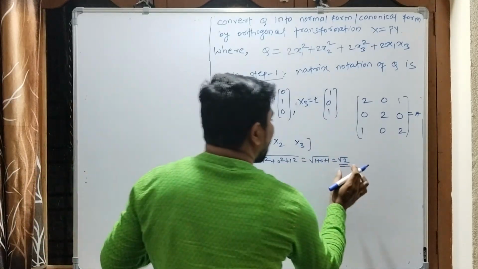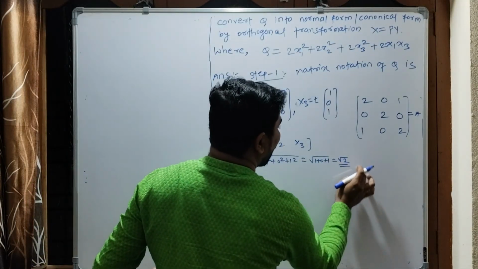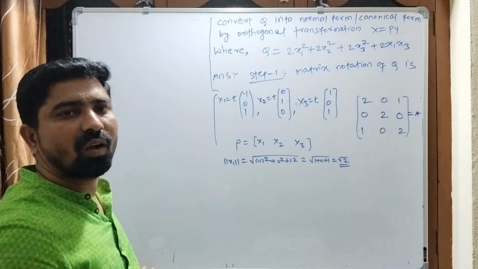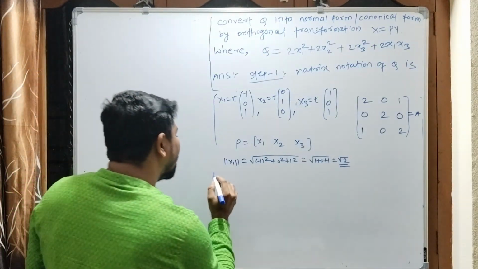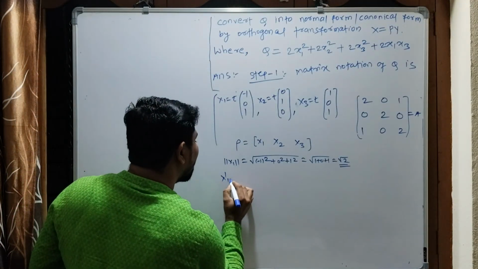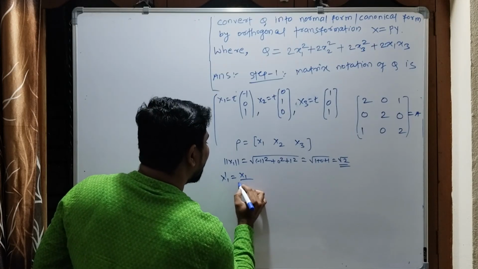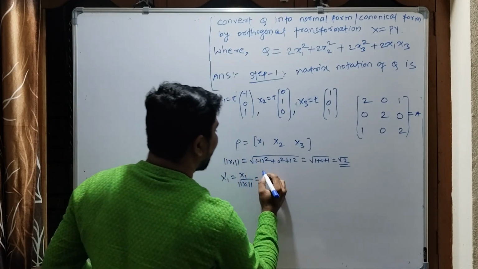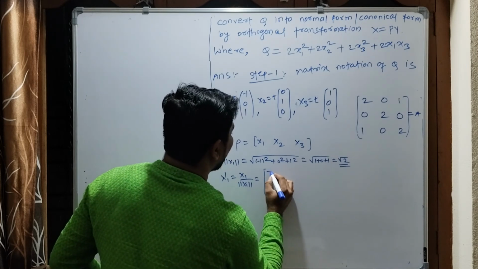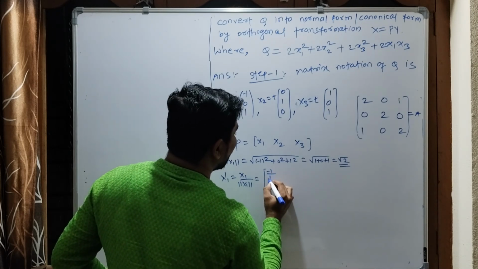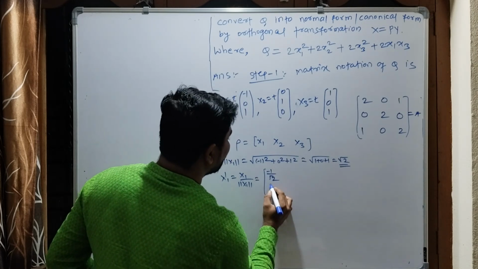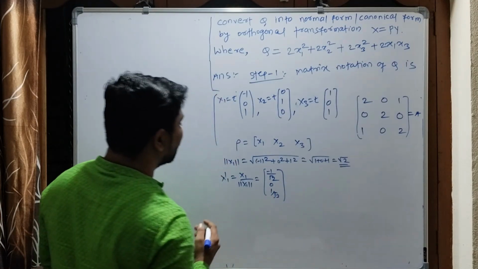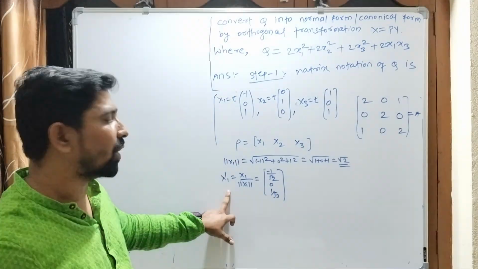I want to divide x1 by its length so that the resultant x1 I get is in normalized form. Let's say x1 dash equal to x1 divided by norm of x1. So this is equal to minus 1 by root 2, 0 by root 2, 0 and 1 by root 2. Now we can check whether this x1 dash is normalized or not.